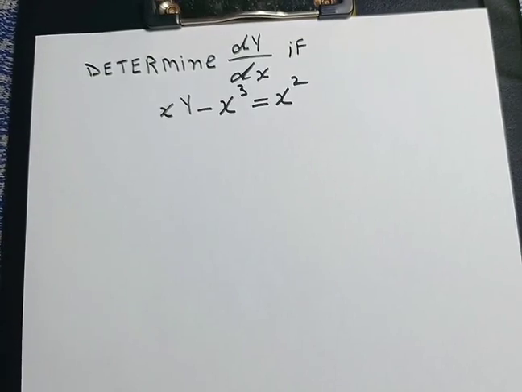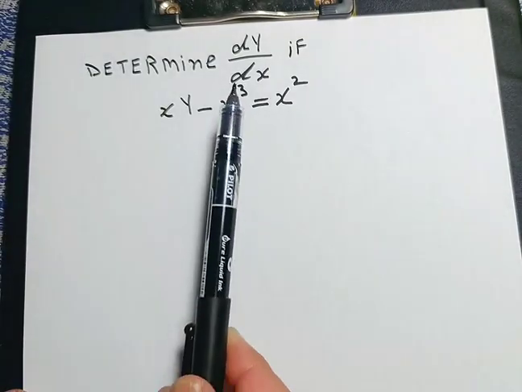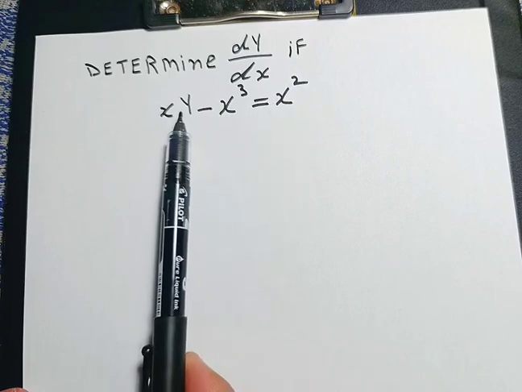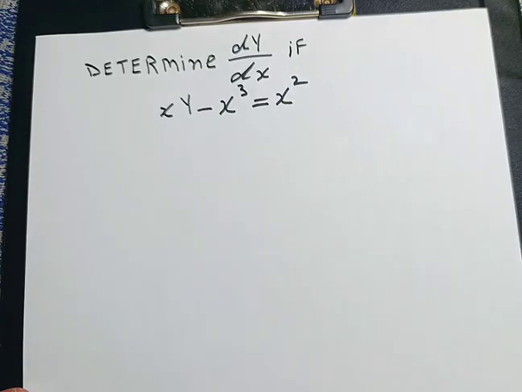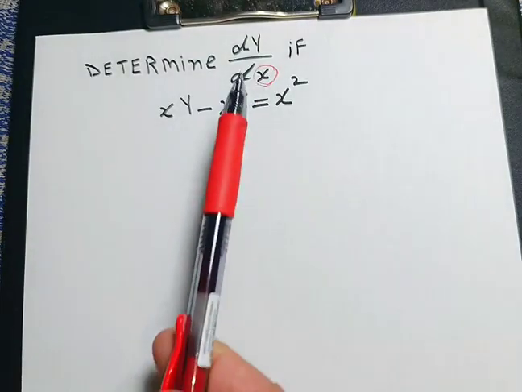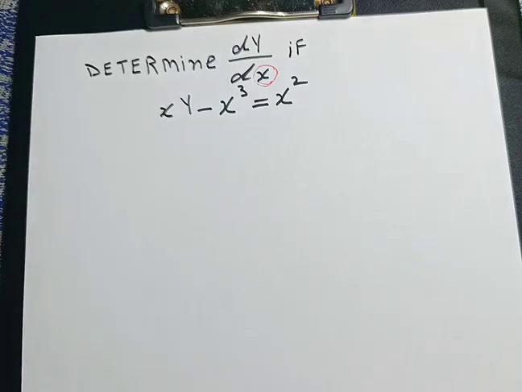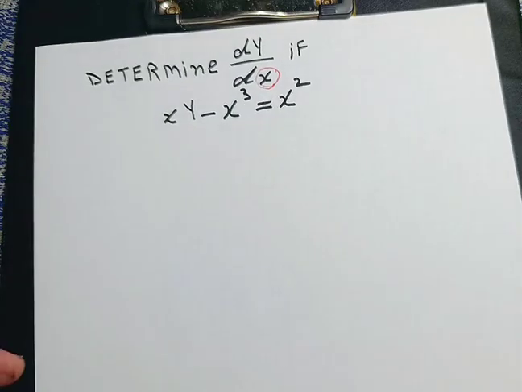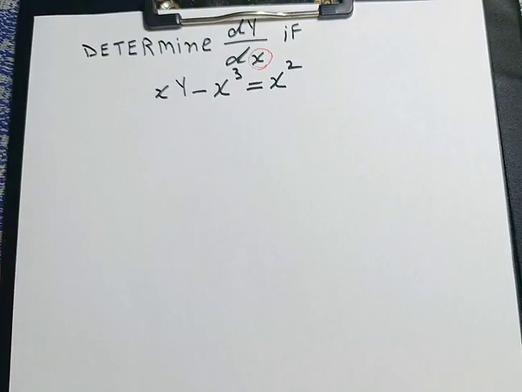What a nice question I chose now. Determine dy over dx if xy minus x power 3 is equal to x power 2. You can see in the denominator the variable is x, so we're going to differentiate with respect to x. Have a look at this question.